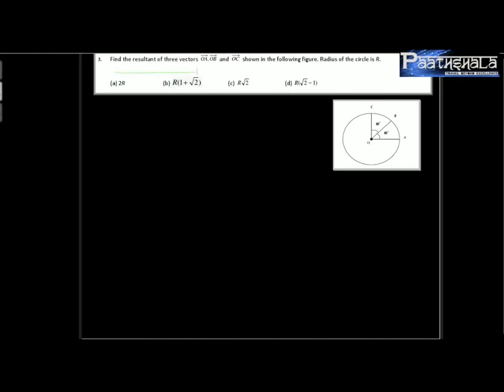Find the resultant of the three vectors OA, OB and OC as shown. So this is the vector OA. They have shown us the vector OA. This is OA, this is OB, and this is OC. Very common question, very typical. OA, OB, OC all have same magnitudes.